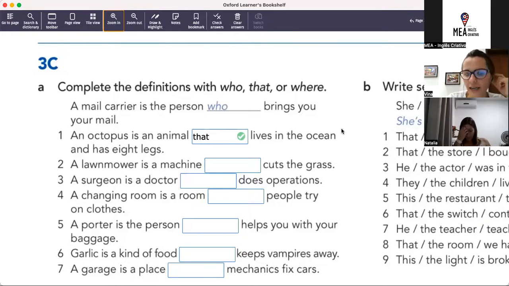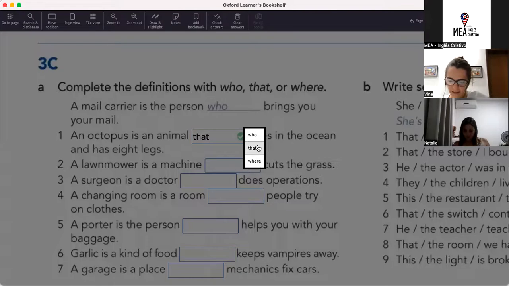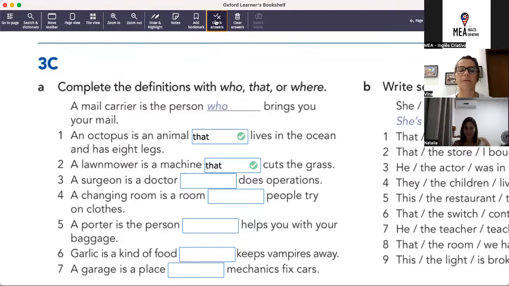Number 2. Lawnmower is a machine that cuts the grass. A surgeon is a doctor who does operations. Okay, who does? Perfect. A change room is a room where people try on clothes. Perfect.